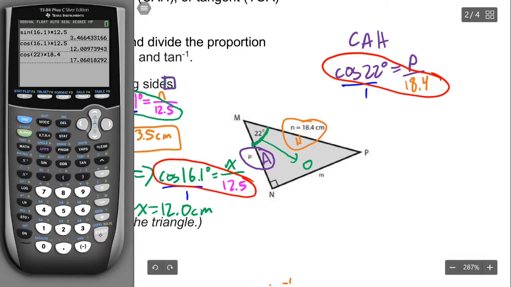You'll notice the 0.06, right? This 0.06 means we're rounding that up to a 1. So P is 17.1 centimeters.